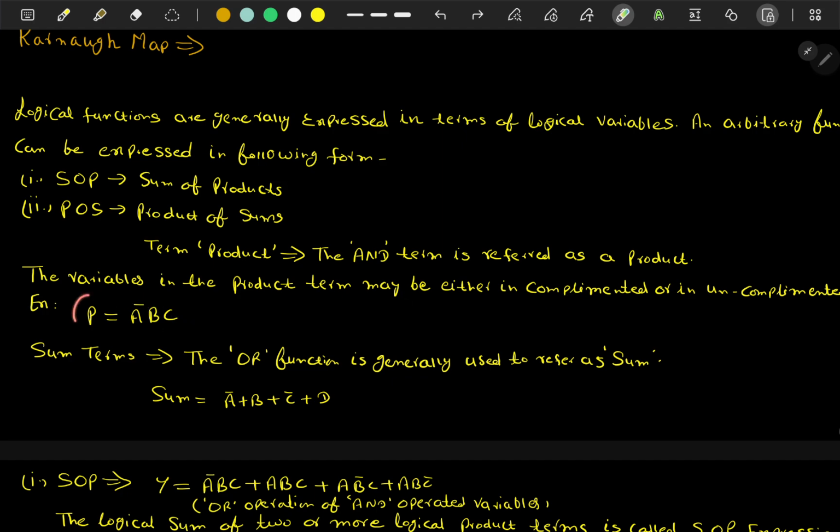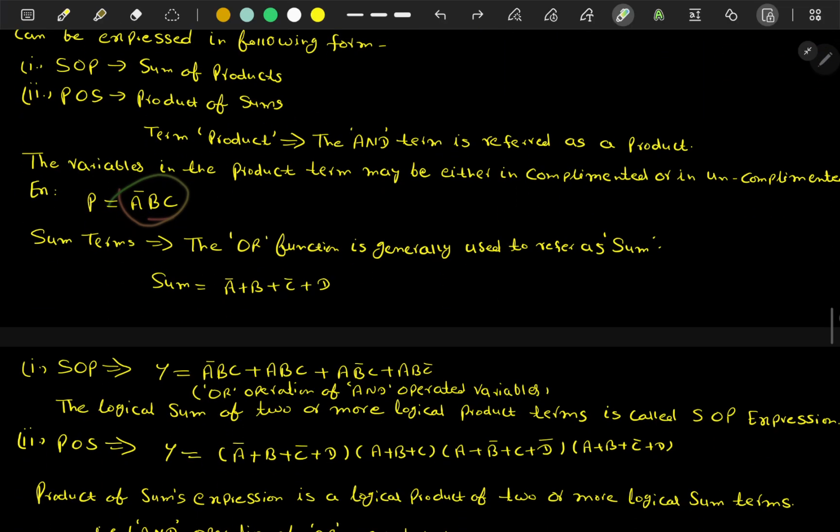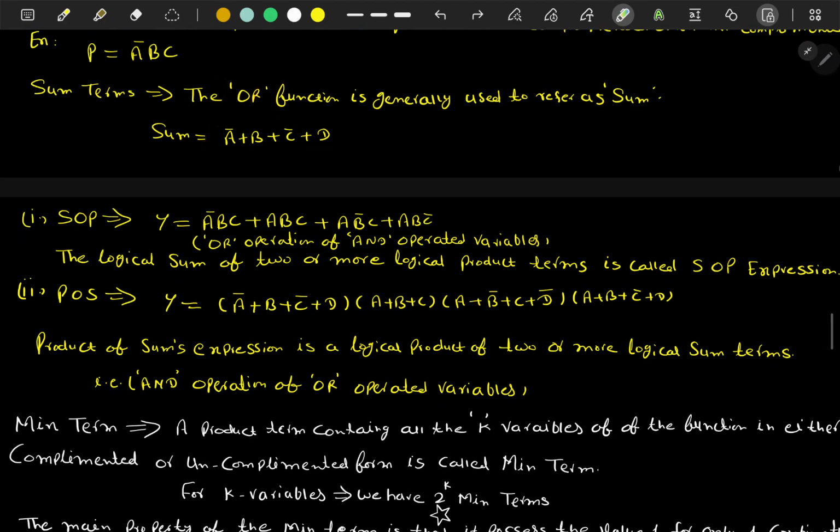So how will it look? It looks like A bar BC. This is the product of the variables given to us. Now the OR function is generally referred to as sum. You can see the OR operation. So what is sum of products? This is the sum of products. Basically it is the OR operation of AND operated variables. AND operated variables are there, and the OR operation of these is called SOP.